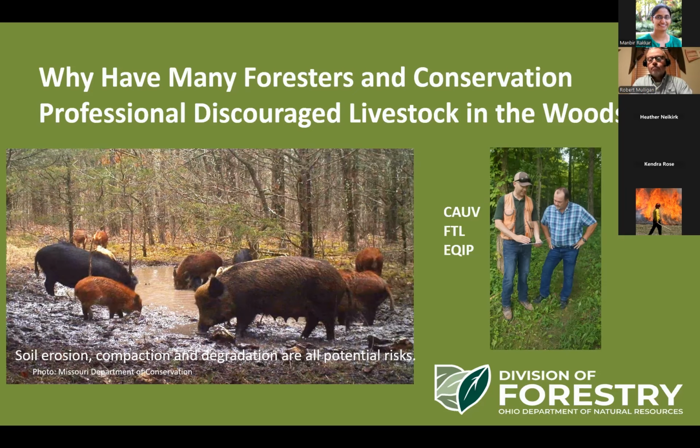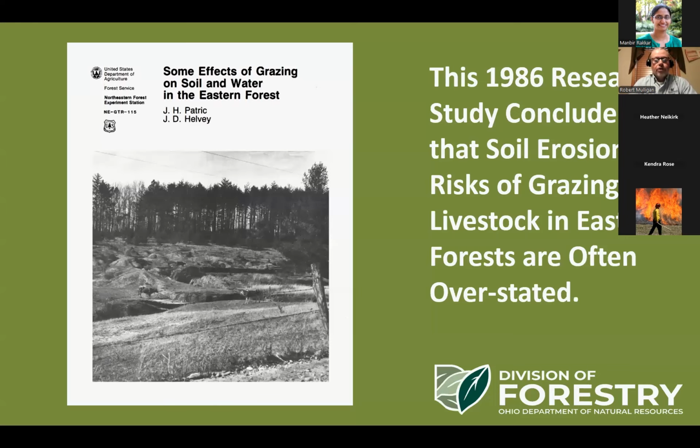That's the image that the public has, and a lot of us as conservationists have, and it doesn't have to be this way. In Ohio, I know some people are from other states, but here in Ohio, we also have a CAUV program, the current agricultural use valuation tax program. We have a forest tax law program, and of course, EQIP is available nationwide. Foresters are also used to dealing with that, and those programs either discourage or typically don't allow livestock in the woods. So that's the background or the history we're dealing with.